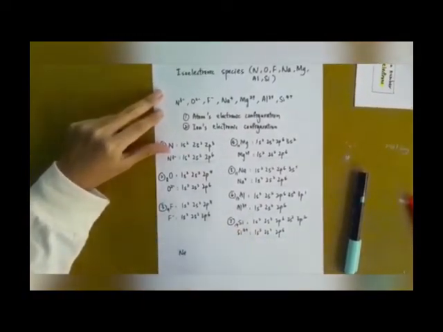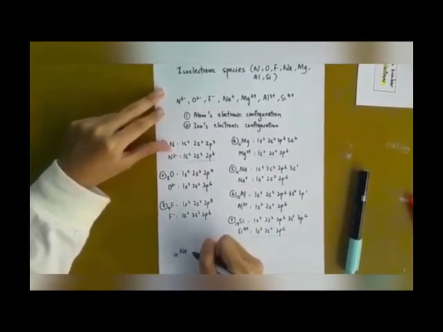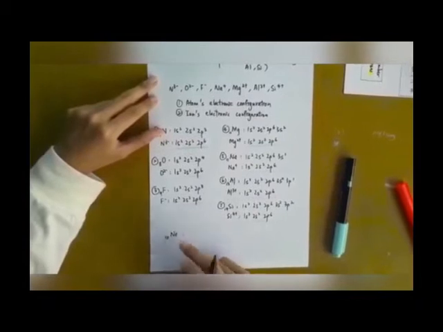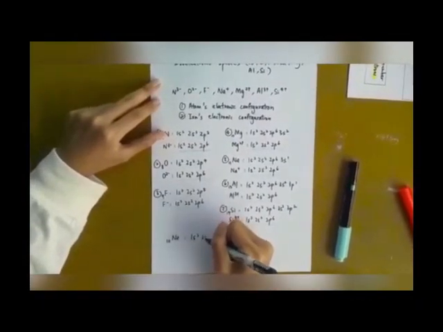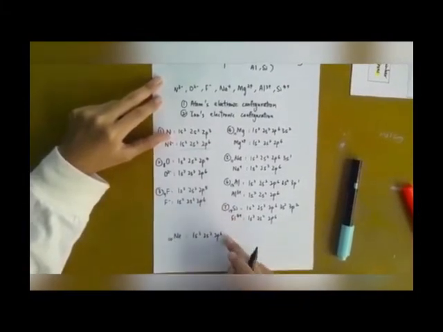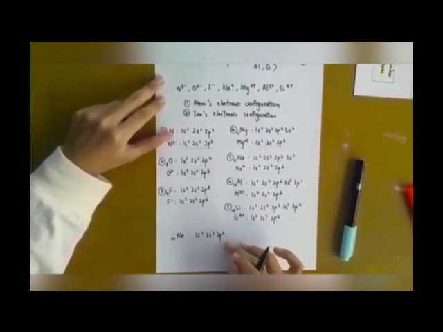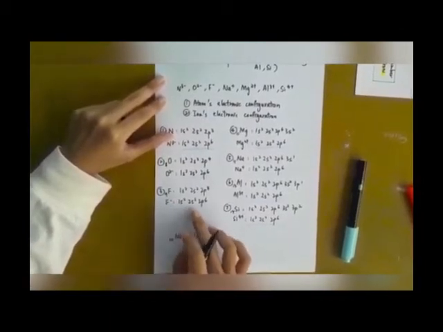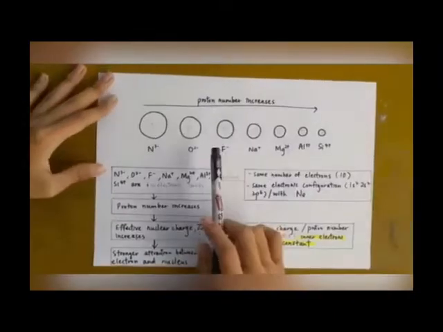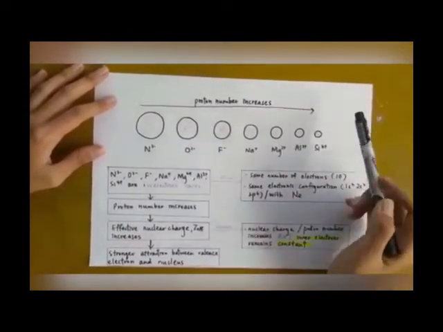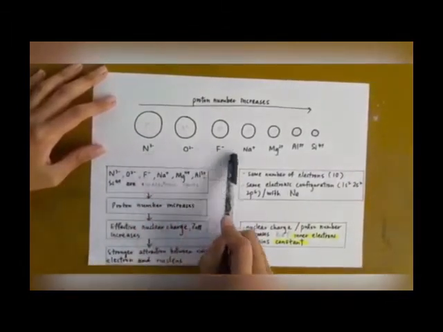Why neon? Because neon has a proton number of 10. When you write the electronic configuration of neon, it is 1s2, 2s2, 2p6. So they have the same electronic configuration. When you write the answer, you can write it this way, or you can also write 1s2, 2s2, 2p6. So I will give a further explanation about the isoelectronic species of all these ions.